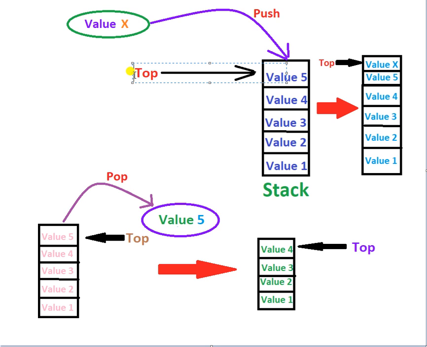This thing, top. Now what does top do? Top just tells us the uppermost value of the stack. Now there are basically two operations which we consider the main operations of the stack. First is push, which is simply adding an element, and the other is pop, which is removing an element. So first we will discuss the push operation.